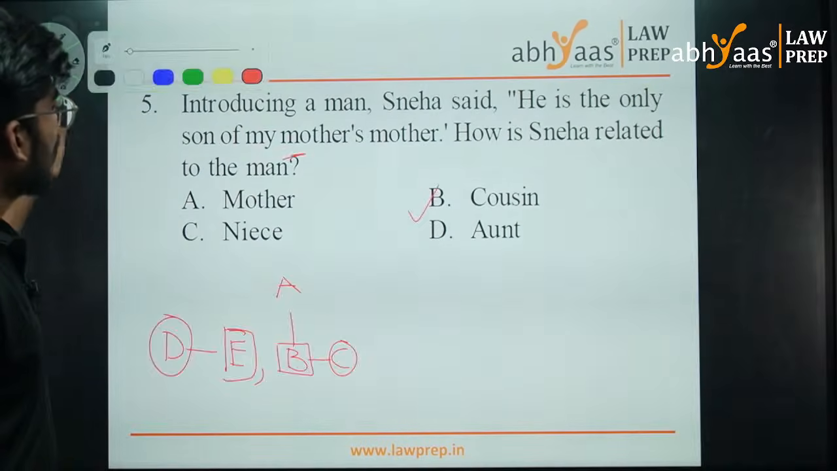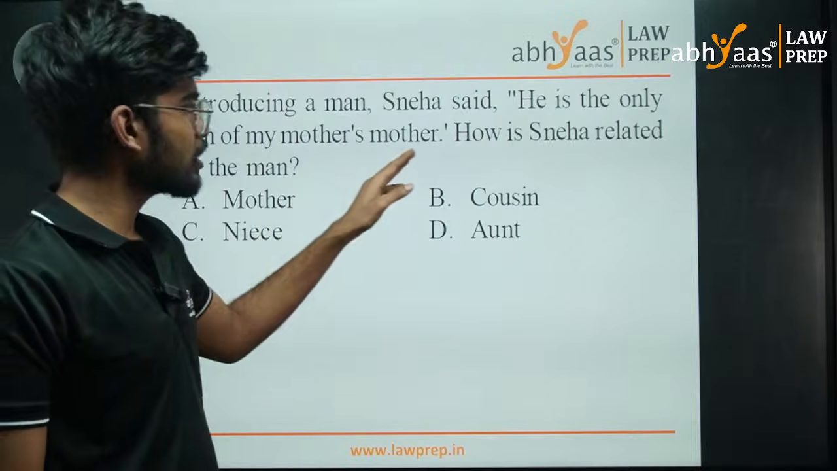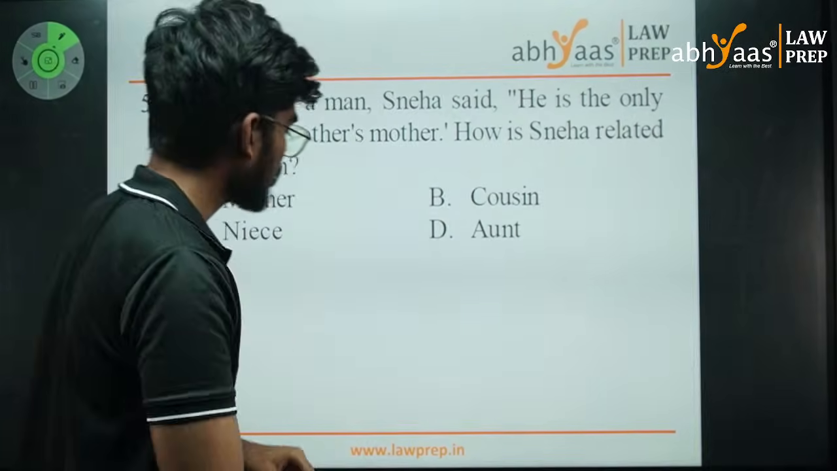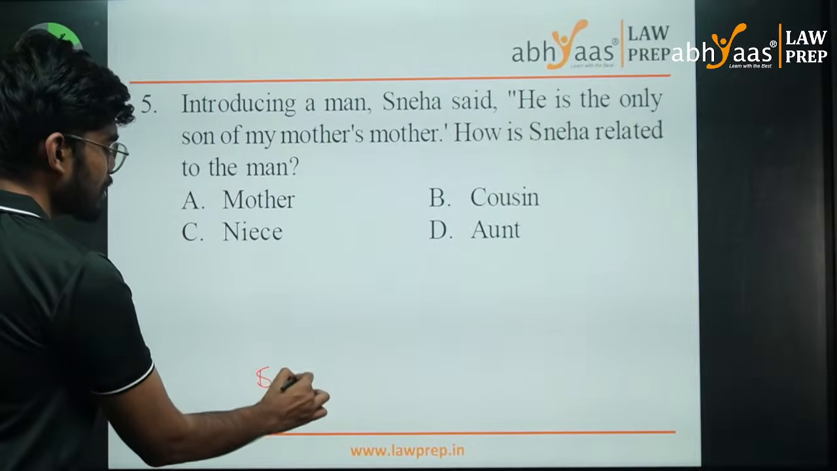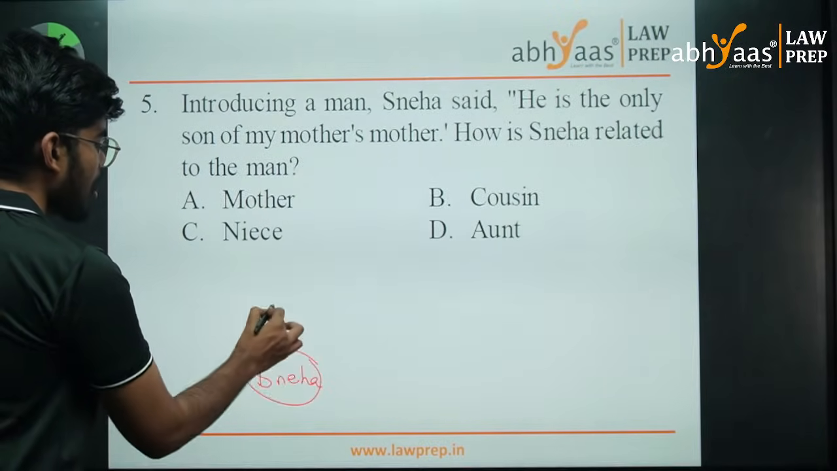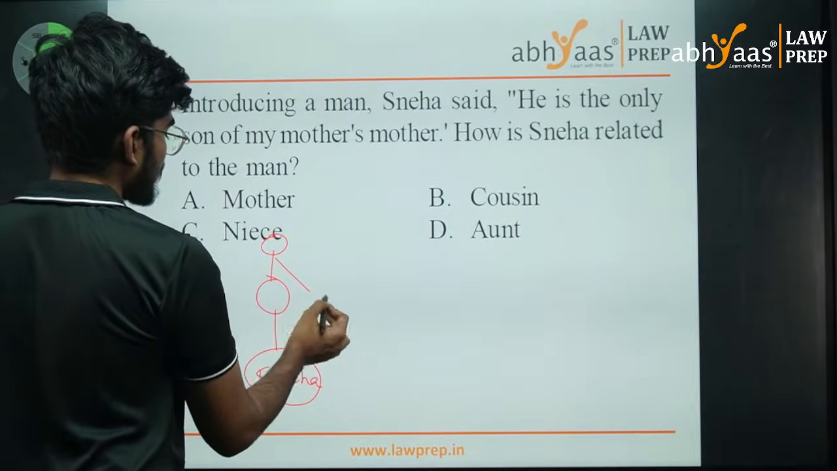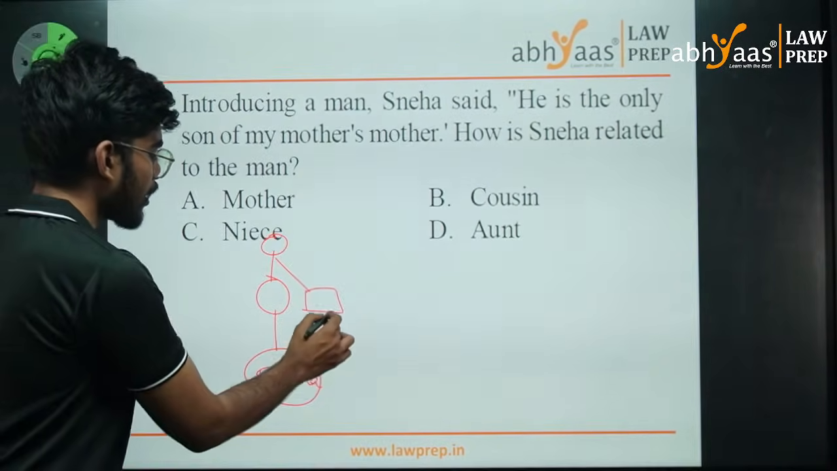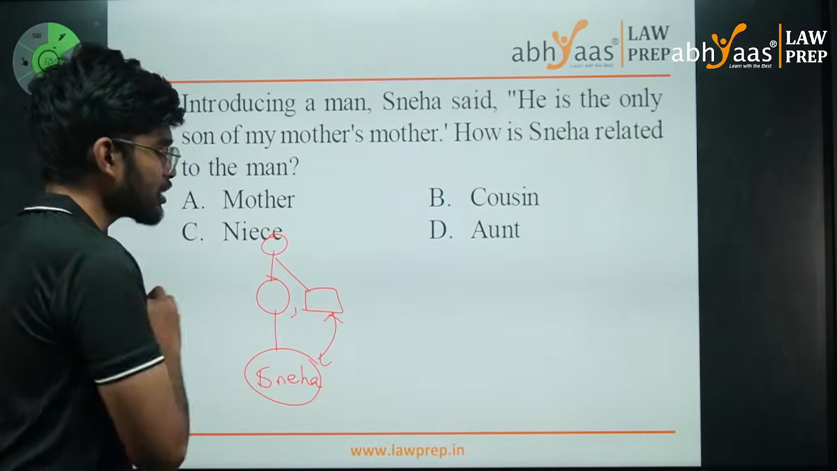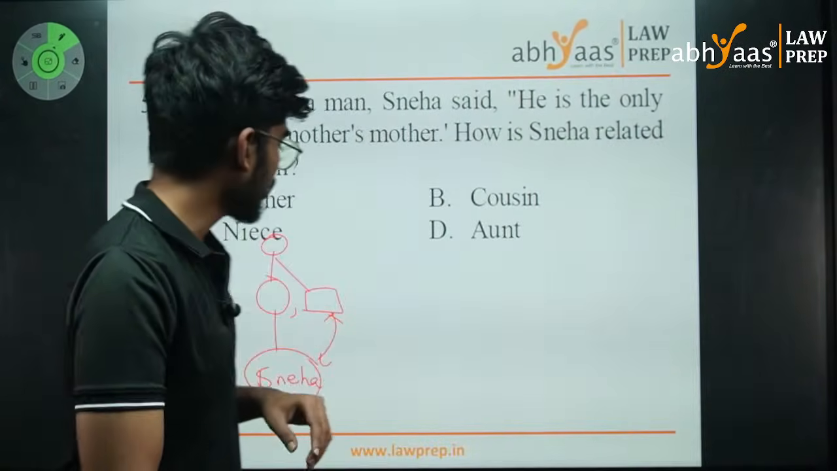The next one. Introducing a man, Sneha said, he is the only son of my mother's mother. Only son of my mother's mother. If this is Sneha, my is referring to Sneha herself. My mother's only son. How is Sneha related to the man? See, these two are siblings, right? Same gender, same blood relation. So, these two are siblings.